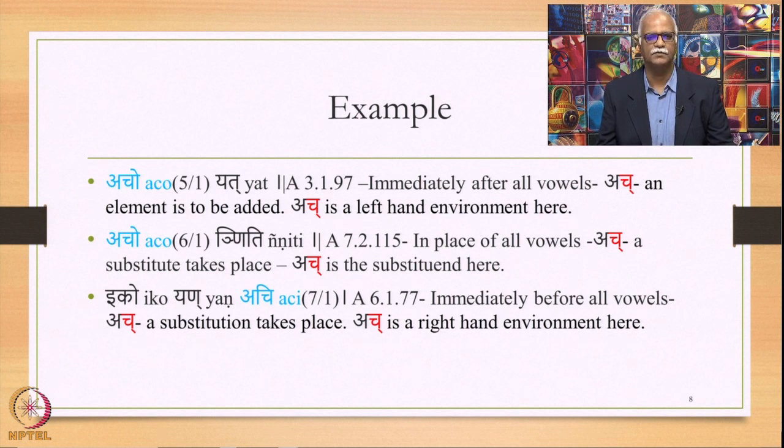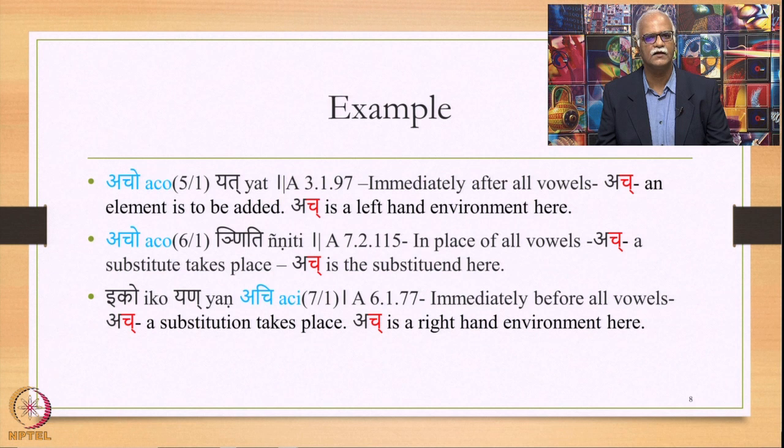Let us take the second example, acho yiniti, 72115. Acho here is in the sixth case, shashti 6/1. What it means is in place of. So acho means in place of all vowels. So in place of all vowels, that is ach, a substitute takes place. So ach is the substituent here, and therefore it gets sixth case attached to it.